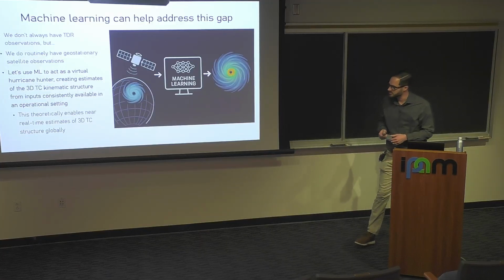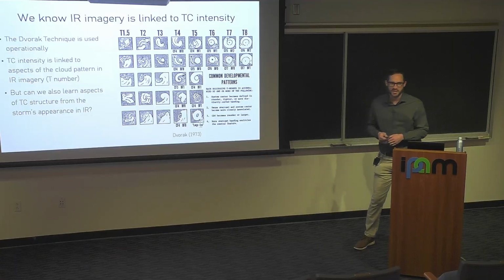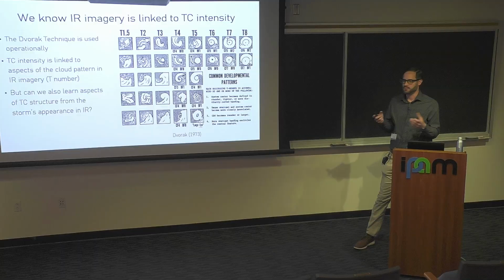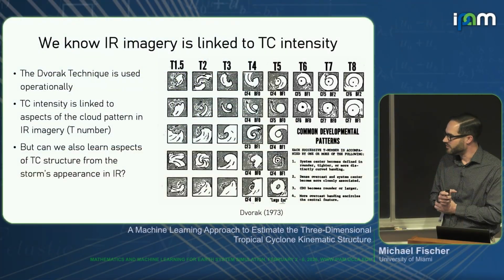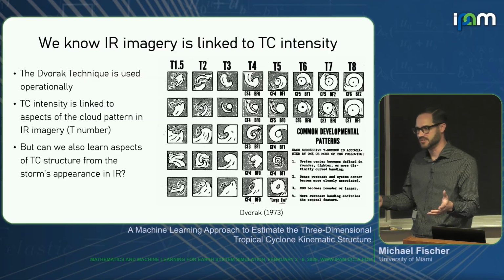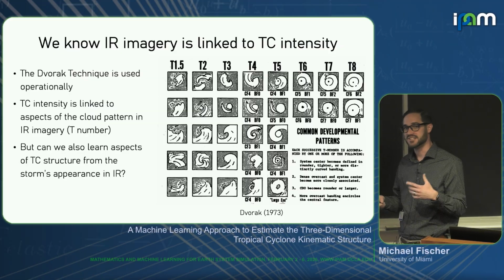Okay, thanks for the questions. So you say, okay, why are we using infrared brightness temperatures? How is that going to be related to kinematic structure of the storm? Well, it turns out from way back in the Dvorak technique, 1973, and since then, we routinely use information taken from the infrared brightness temperature field to infer the intensity of a hurricane.